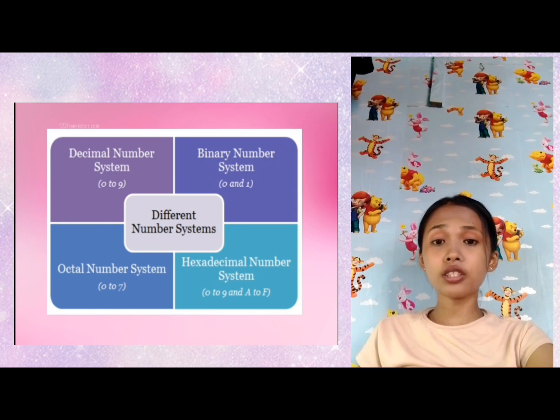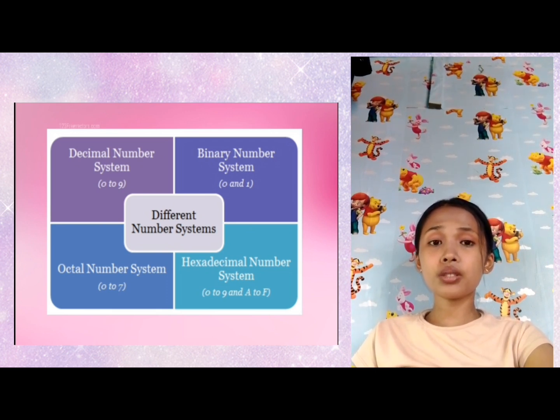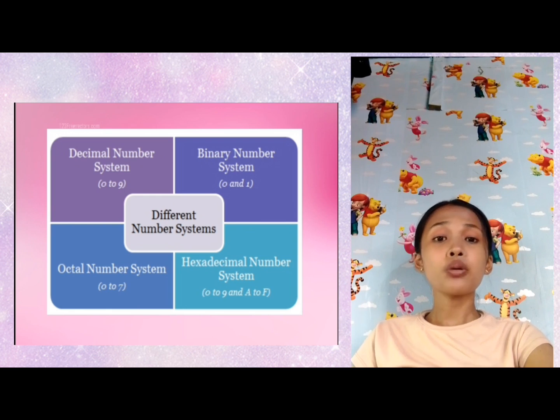The first one is the binary number system. It is base 2, from 0 and 1. Second is decimal. It is base 10, from 0 to 9. Third is octal. It is base 8, from 0 to 7. Then hexadecimal. Base 16, from 0 to 9 and A to F, where A represents 10, B represents 11, and so on.